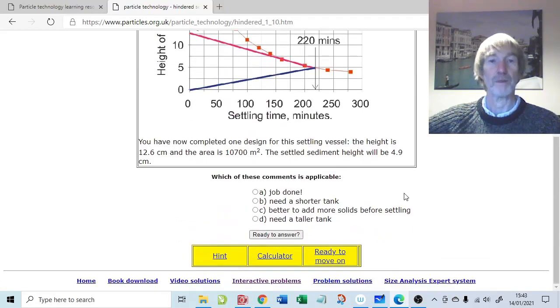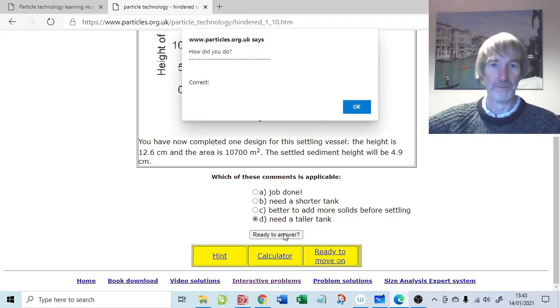So the question now is, have we finished? Is it job done? Do we need a shorter tank? Do we need to add more solids before settling? Well, I don't understand why that's an option, to be honest. Do we need a taller tank? Designing a process to work with such a small tank is clearly ridiculous. So we need a taller tank.